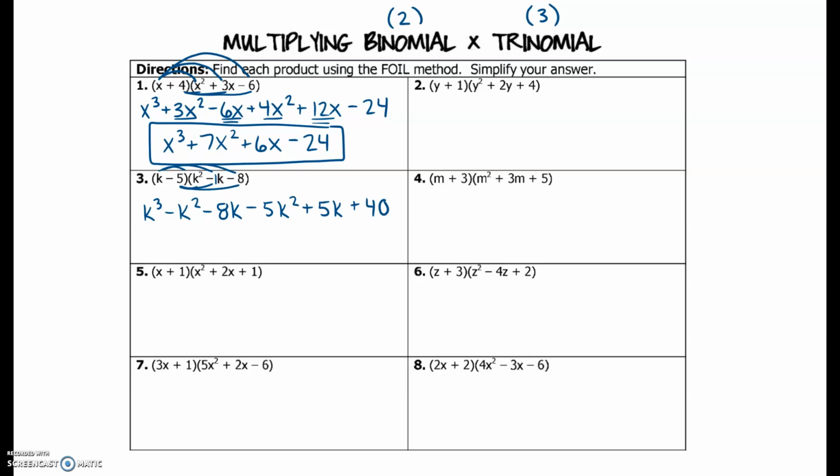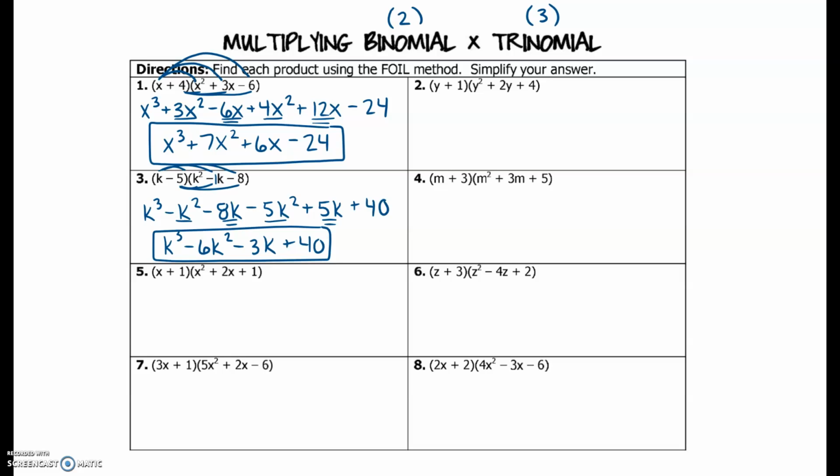Again, you have k to the third all by itself. You have negative 1k squared and negative 5k squared. That would result in negative 6k squared. You have negative 8k and positive 5k, which would result in negative 3k, and your positive 40 to bring down into your final answer. That would be your result for number 3.